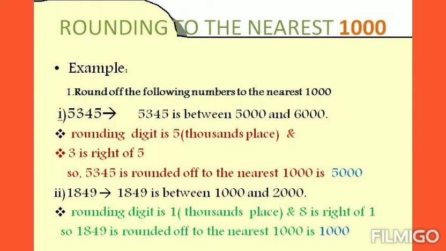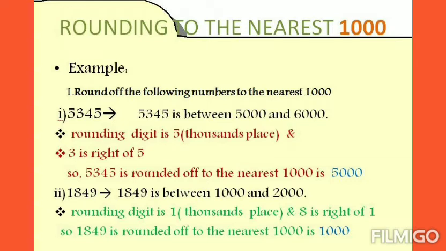What is the digit to the right of the rounding digit? That is 3. It is lesser than 5. So we have to keep the rounding digit as it is and change all the places to the right of the rounding digit as 0. So we have to keep 5 as it is and the remaining 3 places 0. So your answer is 5000.